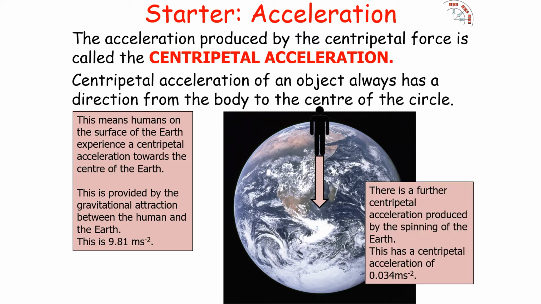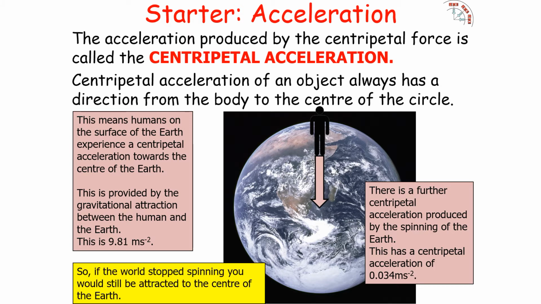Now there's actually a further centripetal acceleration produced by the spinning of the earth, which has a centripetal acceleration of 0.034 meters per second squared. This is a very small effect compared to the centripetal acceleration produced by the gravitational attraction, so you would still be attracted to the center of the earth if the earth stopped spinning.